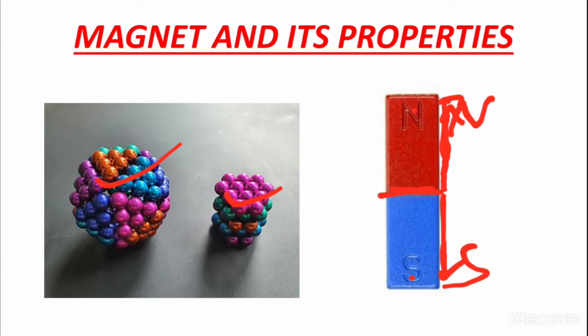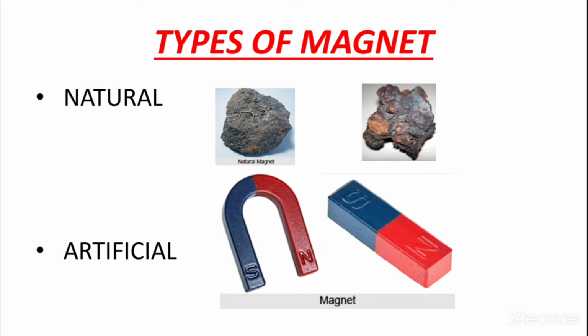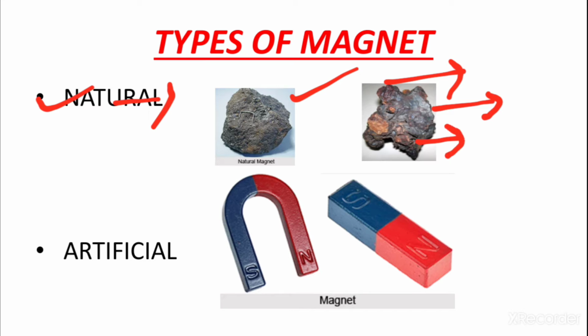So what are the different types of magnet? There are two types of magnet. The first is the natural magnet. Magnets found in nature are called natural magnets. An example of a natural magnet is magnetite, the rock magnet found in nature. Natural magnets are irregular in shape, and they have no practical application because it is very hard to make them into a regular shape.